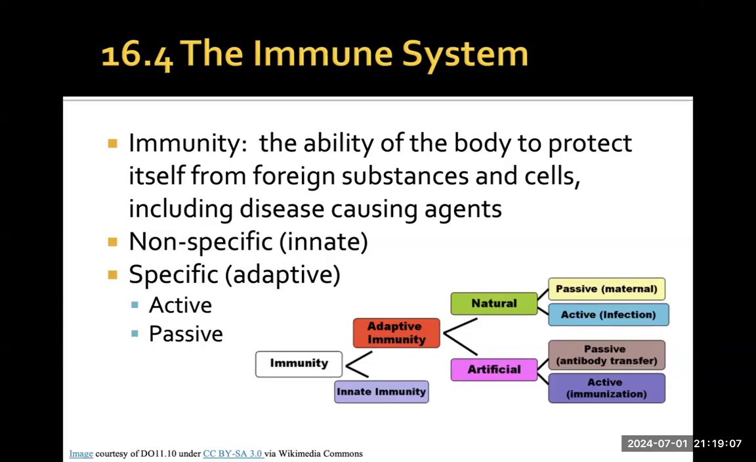One is called non-specific, which means innate. Innate basically means you're born with it. So the immune system that you're born with. And then the second one is specific or adaptive. That's the one that you build over time due to exposure to different things. And this can be either active or passive. So you would also call that natural and artificial. Natural could be passive or active, which is maternal or infection. And then artificial is antibody transfer or active immunizations.